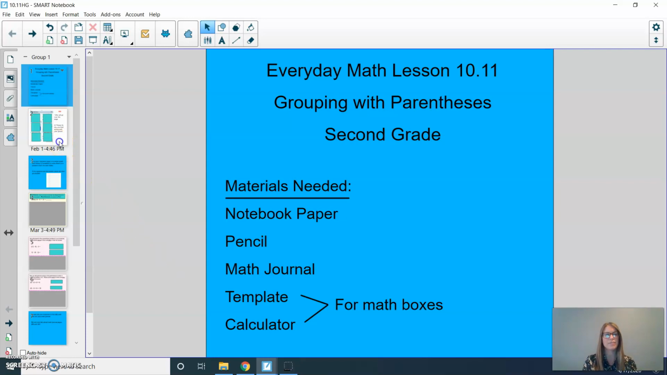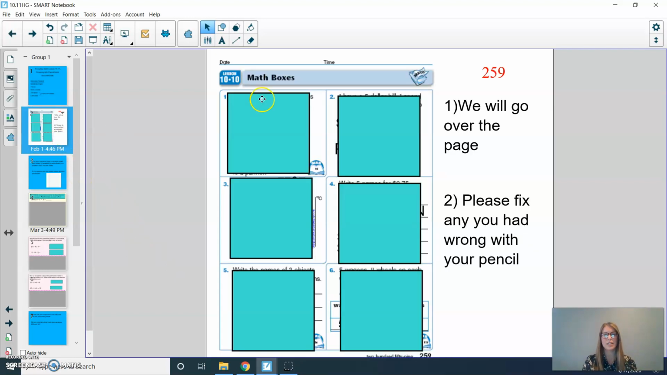Let's get started. The first thing we're going to do is go over our math boxes from page 259. If you're noticing any mistakes, please correct those mistakes with your pencil and eraser. For question number 1, we need to circle the digit in the thousands place. So for the number 4,694, you should have circled the 4 way over to the left.